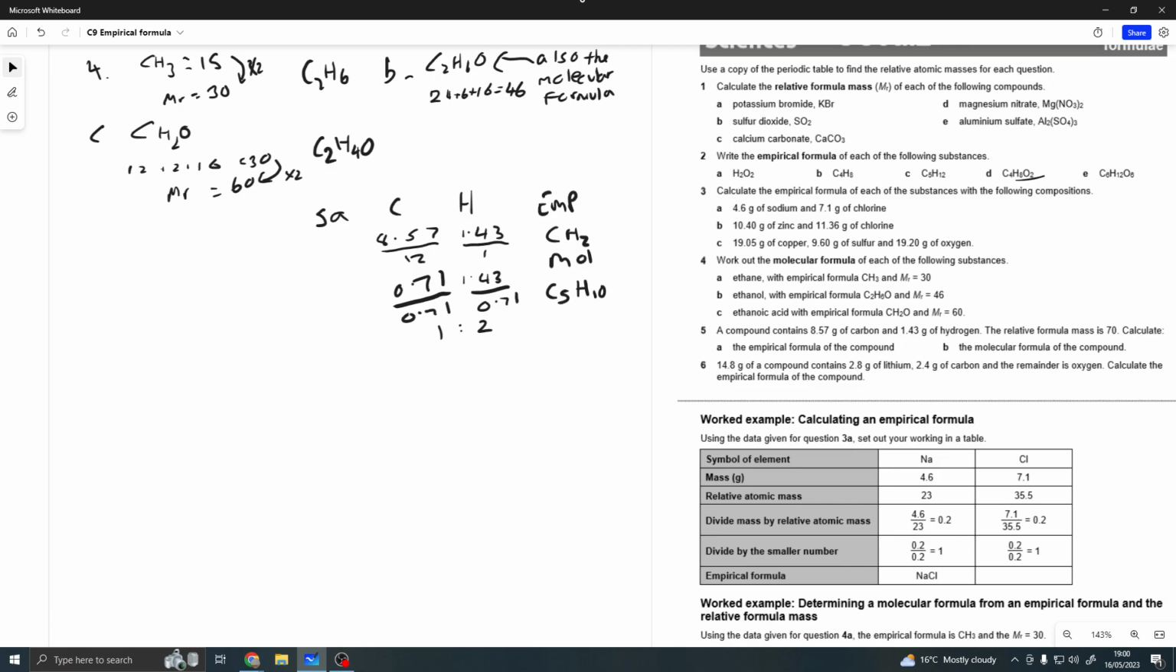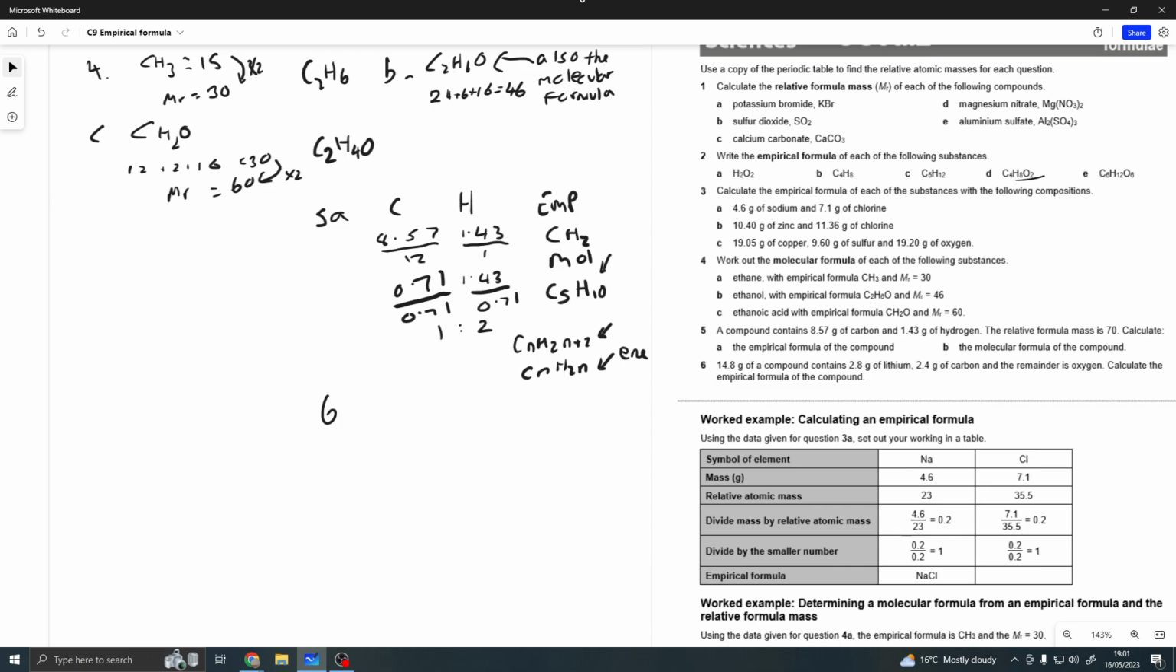Now we have two general formulas here. We have CnH2n+2, and we have CnH2n. Now this one is for an alkane, and this one is for an alkene. Now does this fit either of those? It does, doesn't it? Because C5H10 equals CnH2n. It's just the number of H's is double the number of C's. So this here is our molecular formula. It is that, and it is an alkene with 5 carbons. Brilliant.